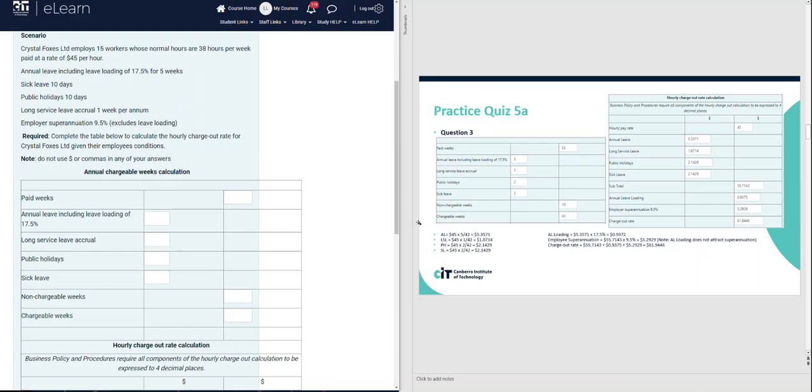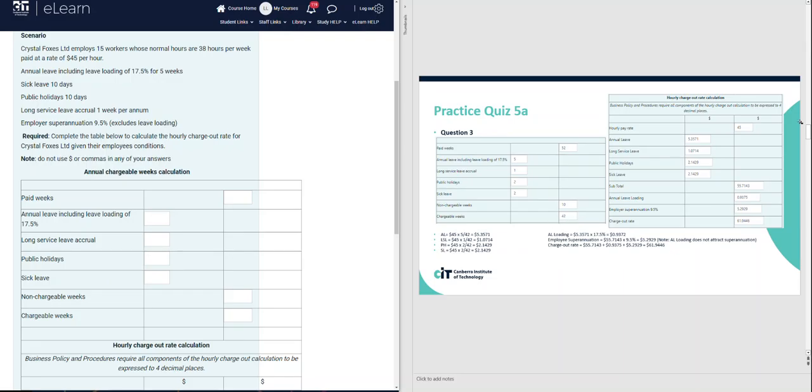Coming back to here, long service leave was given to you, that's 1 week a year. Public holidays 10 days and sick leave 10 days are both 2 weeks. Therefore, take away the non-chargeable weeks, a total of 10 weeks, and you have 42 chargeable weeks. All our charge rates have to be determined using the chargeable weeks as a basis.